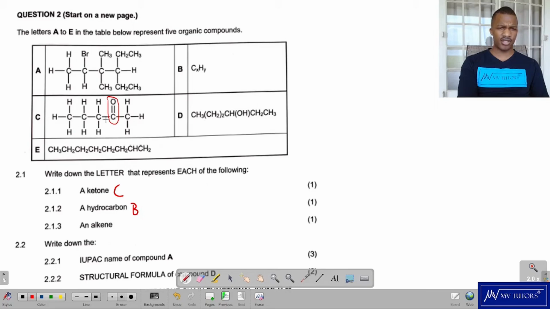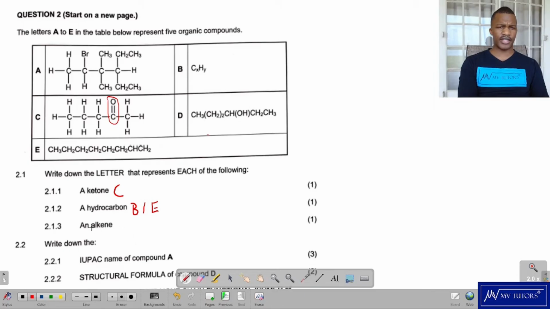Here, C and H? No, there's an O, so it doesn't count. Here as well, there's an O, doesn't count. What about E? E looks like it's just C and H, so you could have chosen B or E. Both of them are correct. Now let's move on.